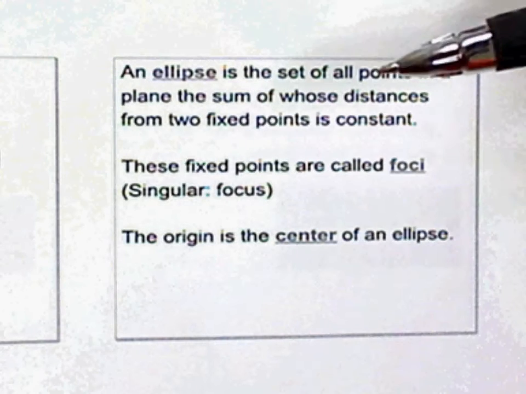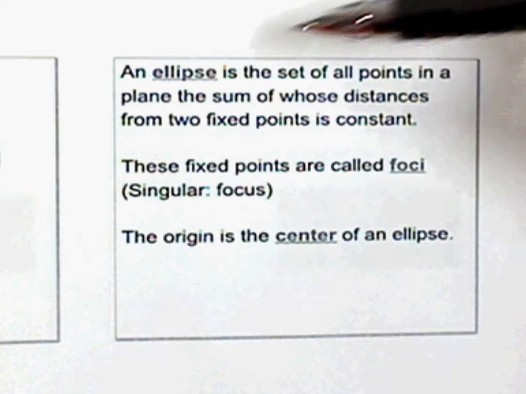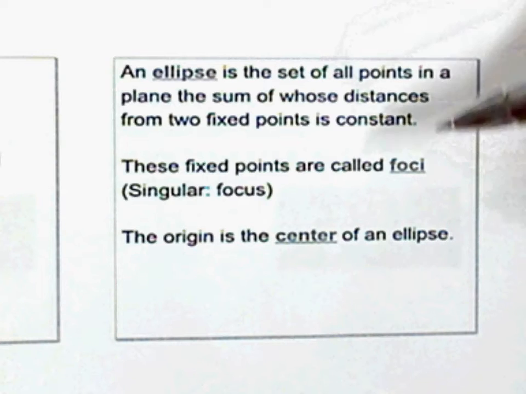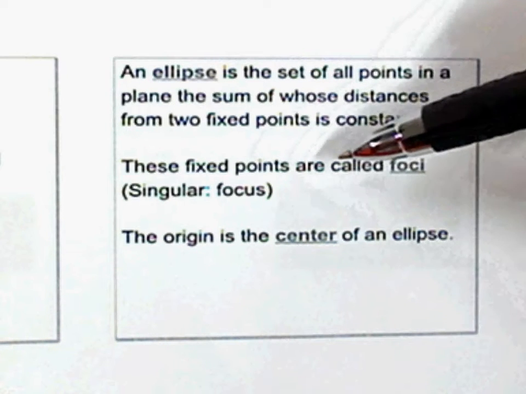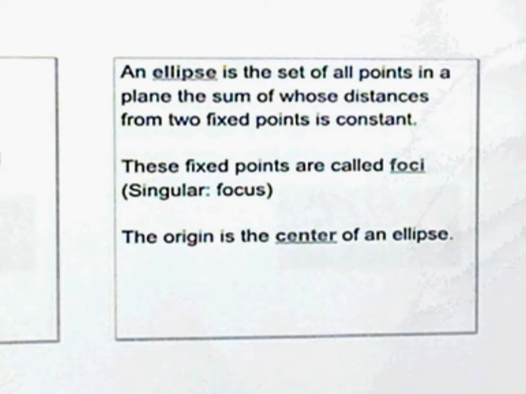So an ellipse is a set of all points in a plane, the sum of whose distances from two fixed points is constant. Constant means they're always the same. These two fixed points are called foci. The origin is the center of the ellipse.